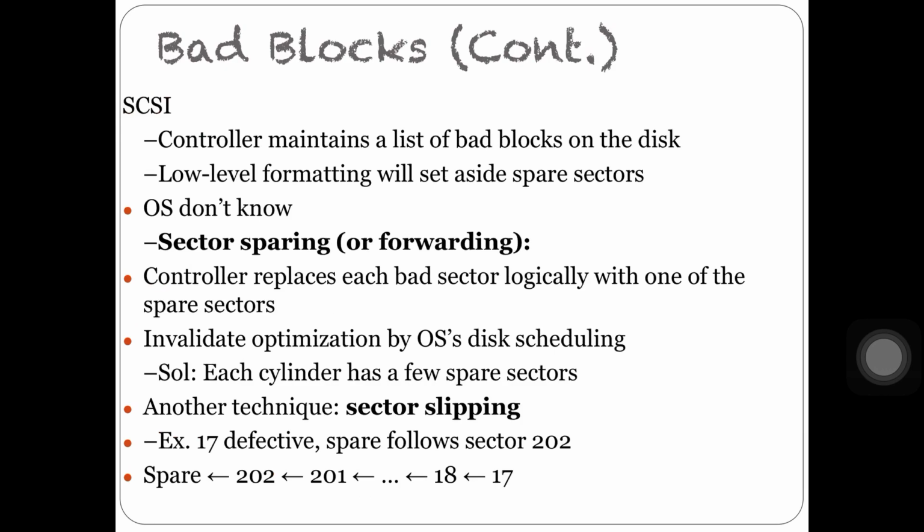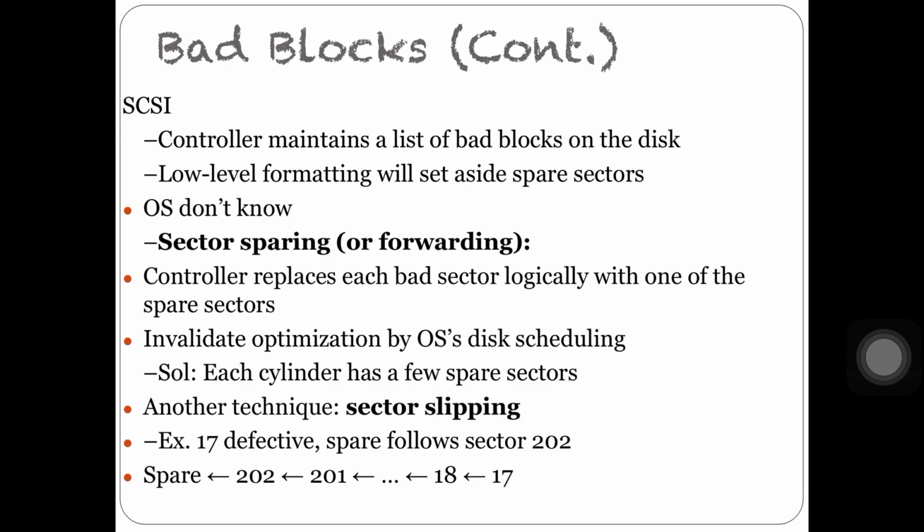So we have one more alternative technique to sector sparing, that is sector slipping. You replace the bad block by sector slipping. We'll consider one example to understand this. Suppose that logical block number 17 becomes defective and the first available spare follows sector 202. Now block number 17 is defective and your spare block is numbered 202.